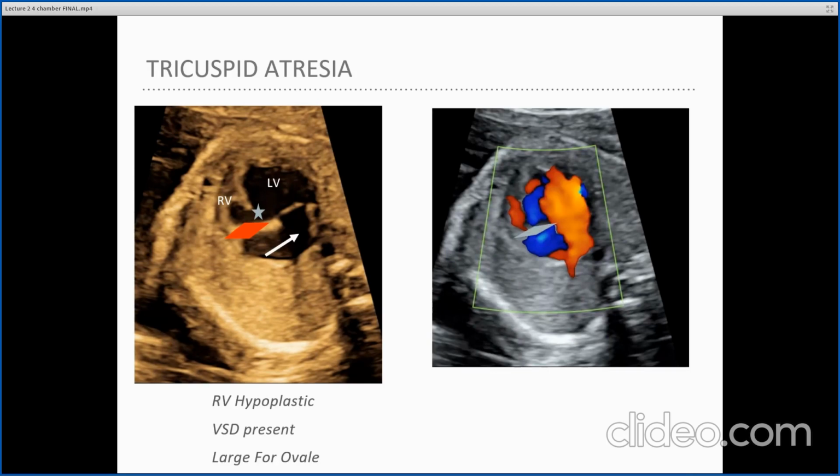Instead, the right atrial blood will go to the left atrium through the foramen ovale. And then from the left atrium, the blood will enter the left ventricle. And from the left ventricle, the blood will come to the right ventricle through the ventricular septal defect. So this diagram is very clearly highlighting the role of the ASD and the VSD in maintaining the circulation in tricuspid atresia. Whenever there is a restriction of the atrial septum or the VSD, the flow of blood out from these hearts will be compromised.